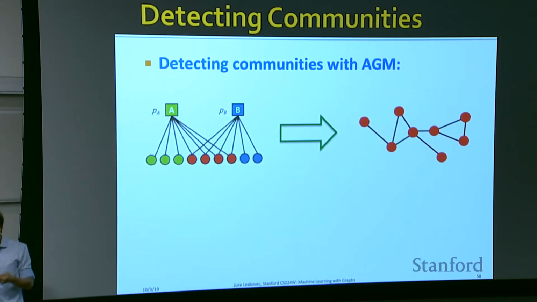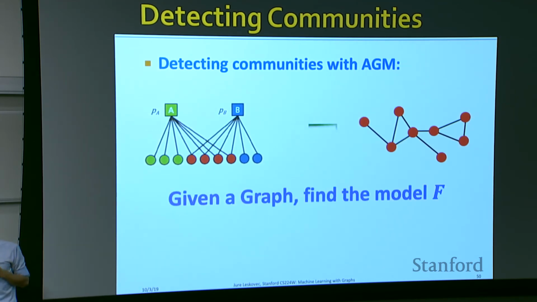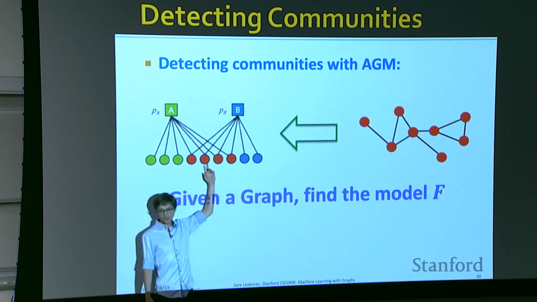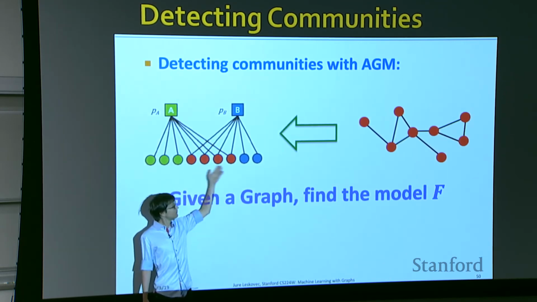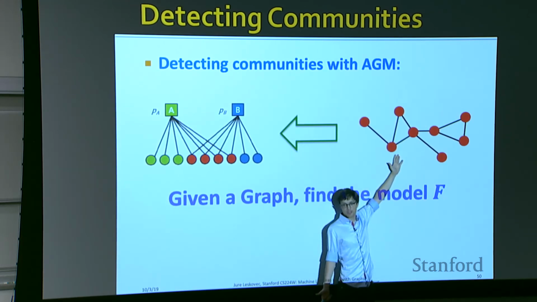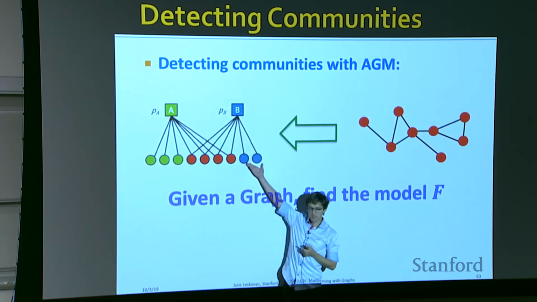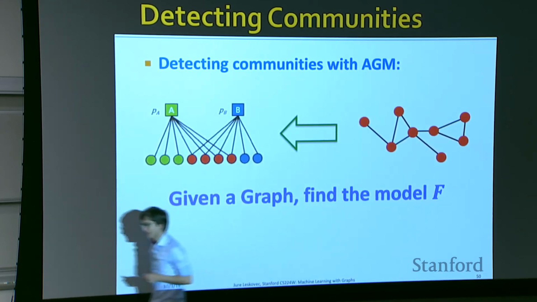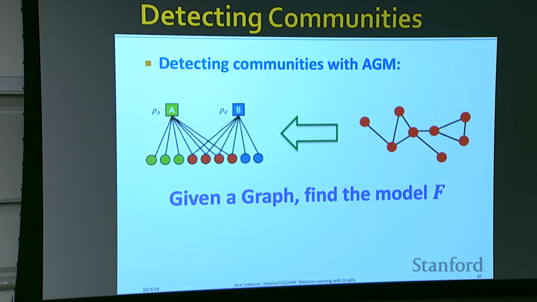We don't care about this. We care about going the other way, right? We want to say, given the graph, find the model. And if we are able to find a model that generates our graph as closely as possible, we have just discovered who belongs to which community. All right, super exciting. So let's figure out how to do this.